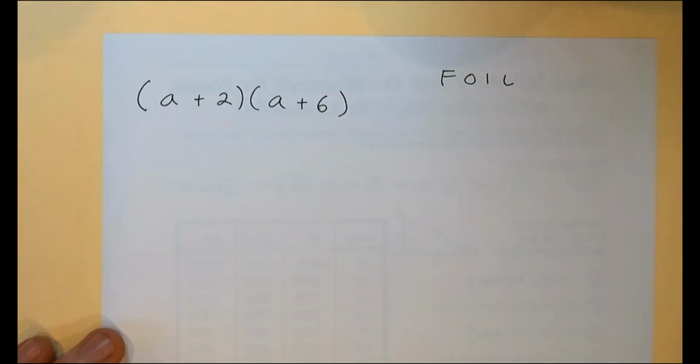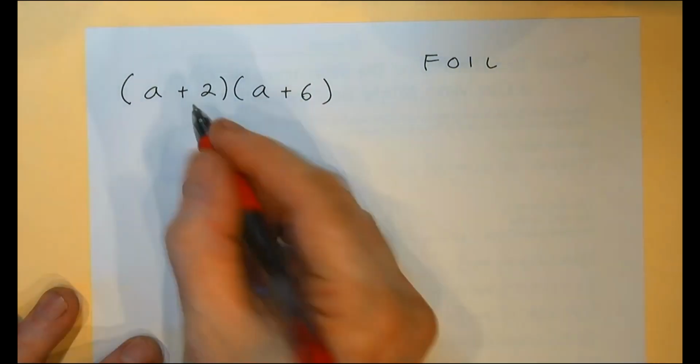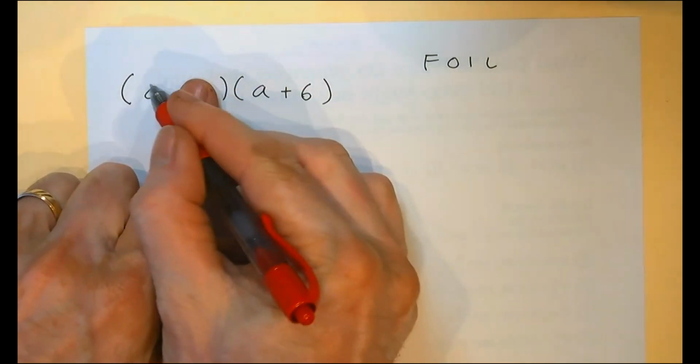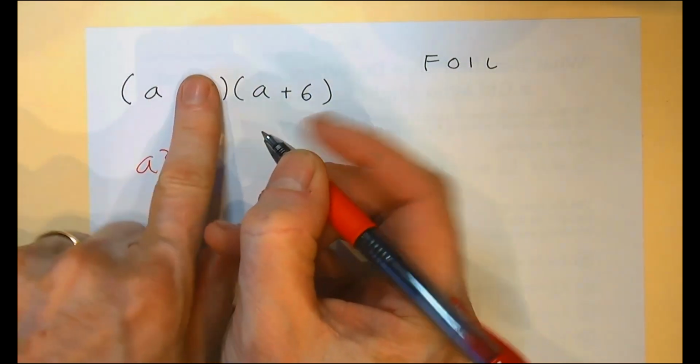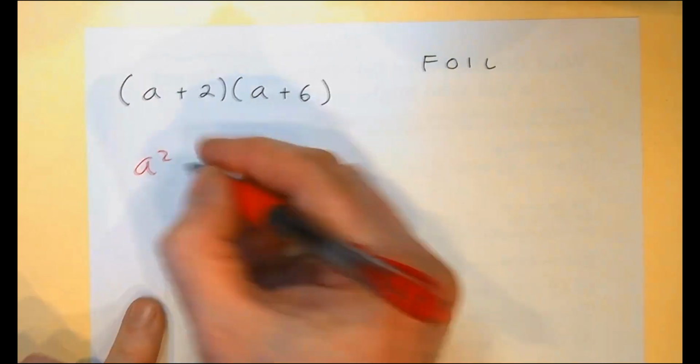When you get good, you can do it on your head. And you go, what do you mean you can do it on your head? I'm going to tell you a little bit about my method of how I do it. So here's what I just said, though. A times A squared. A times 6, 6A.